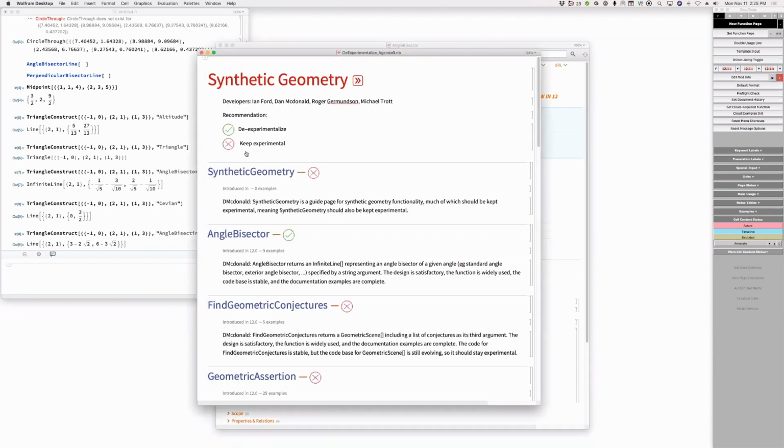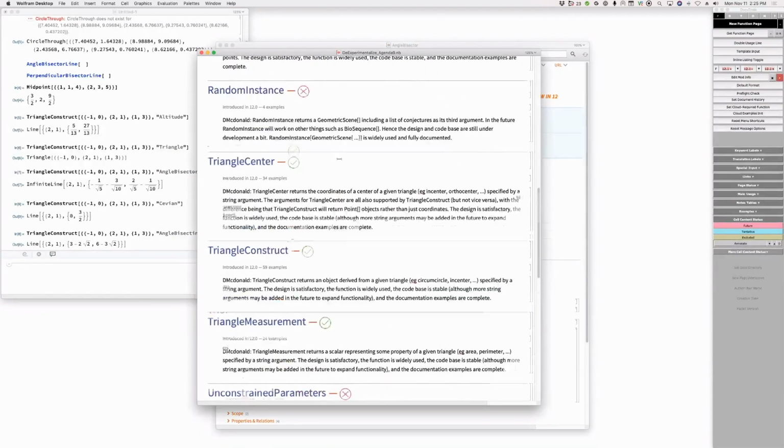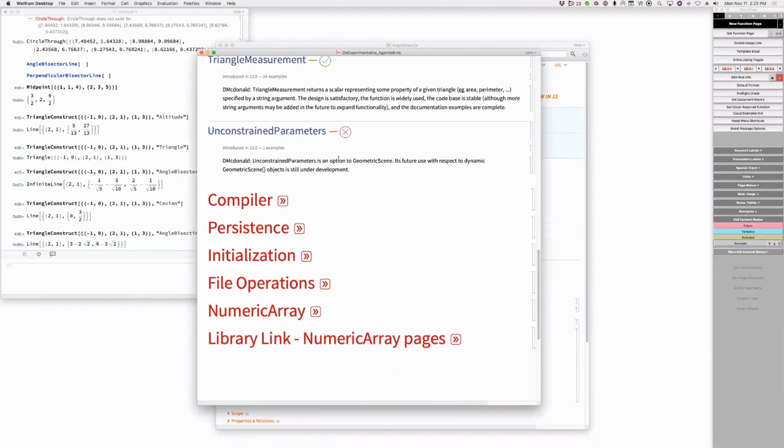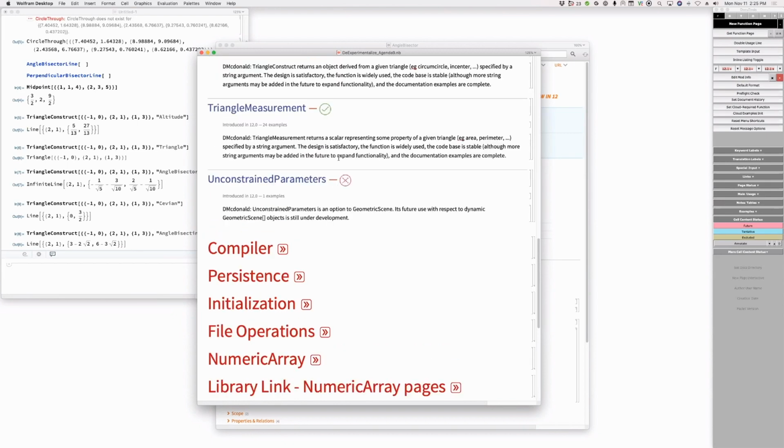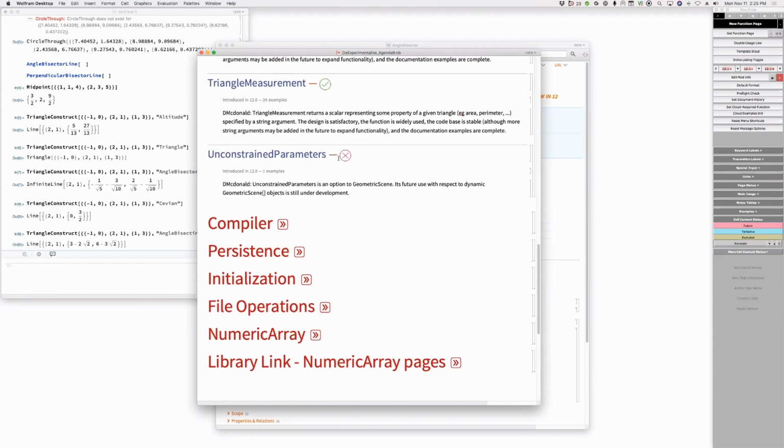Well, this was a little disappointing in the fact that we really didn't get through much. We got 1 out of 7 of these things covered today. But Raj, if you're still here, can you move numeric array and library link next to compiler, because those are related things?